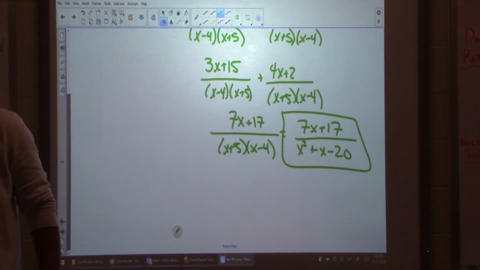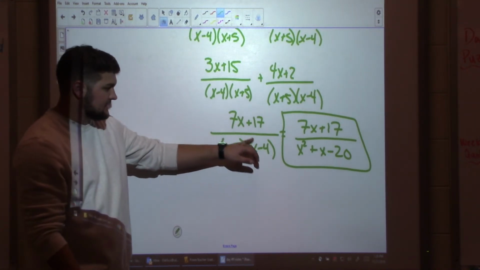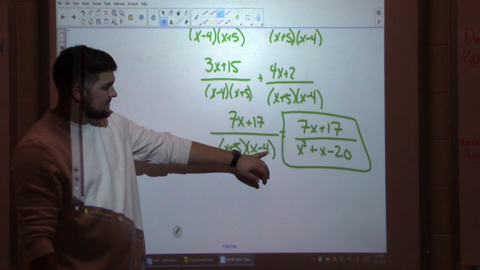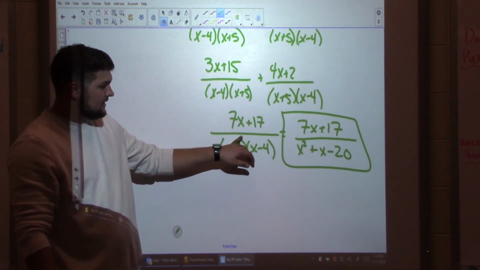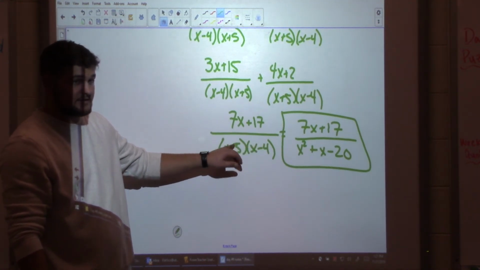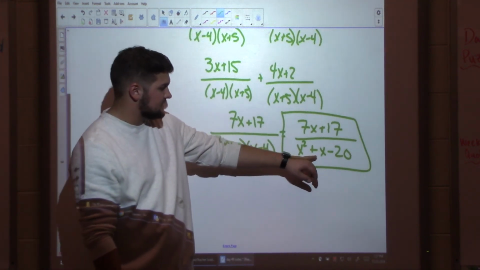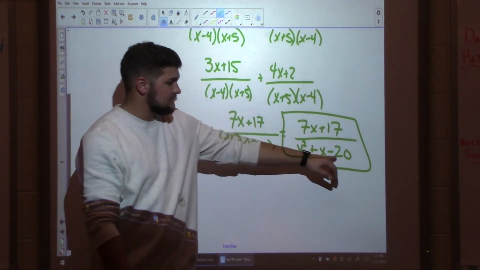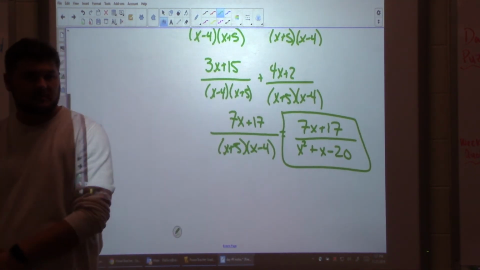Are we okay with what I just did? Right? All I do is FOIL. x times x is x squared. x times negative 4 is negative 4x. 5 times x is positive 5x. So 5x minus 4x is x. 5 times negative 4 is negative 20.